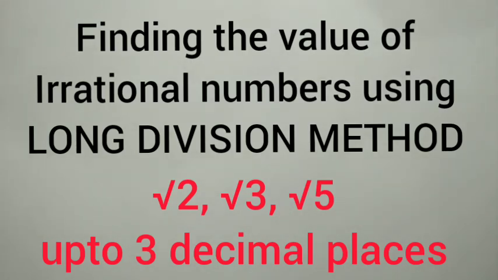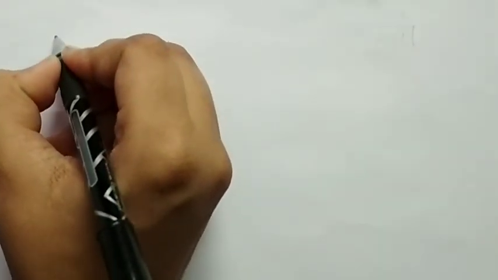Today's topic is finding the value of irrational numbers using the long division method. The long division method is a different division process used to find the value of irrational numbers such as root 2, root 3 and root 5, etc. Let's take an example of root 2 here.